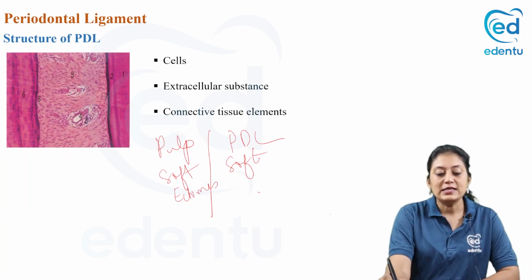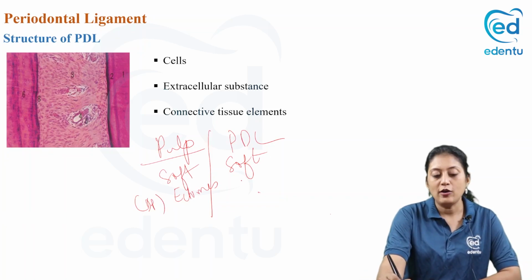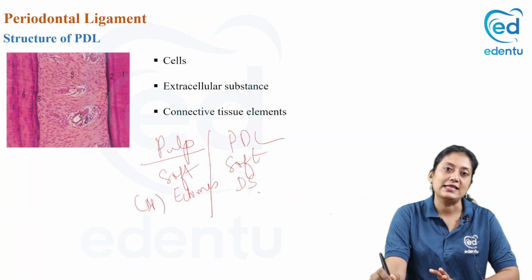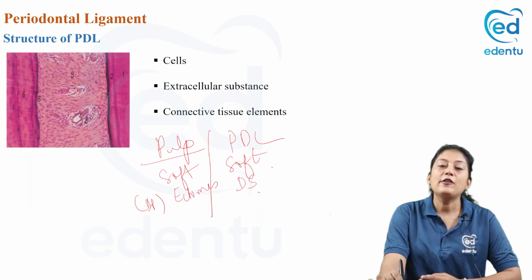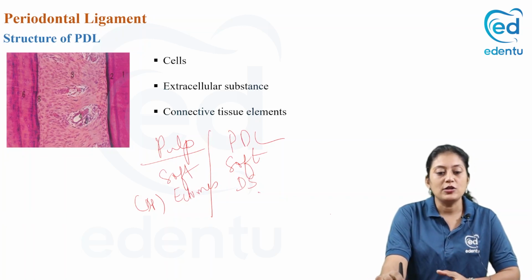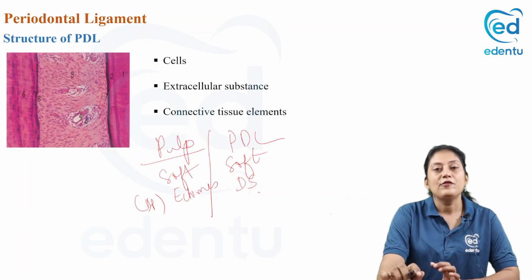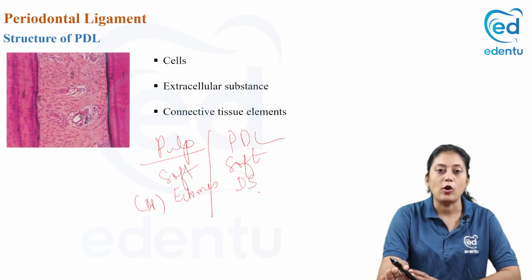But the only difference is that in pulp, the ectomesenchyme is the dental papilla, whereas in periodontal ligament, the ectomesenchyme is the dental sac. But otherwise, both are ectomesenchymal derivatives. Therefore, histologically, when you look under the microscope, the structure of pulp and periodontal ligament, which means the contents of this pulp and periodontal ligament, will be almost similar.